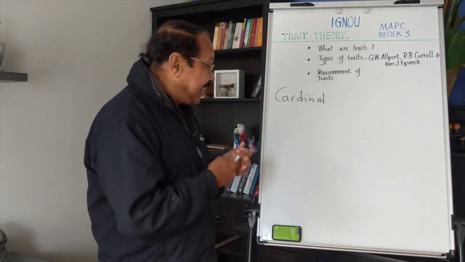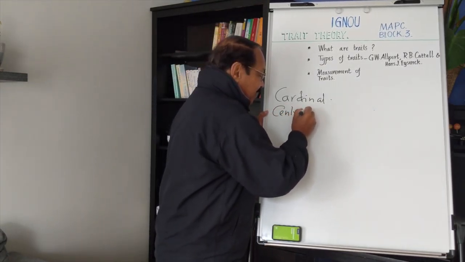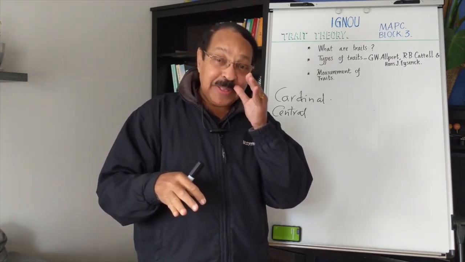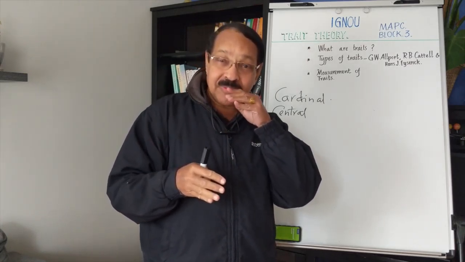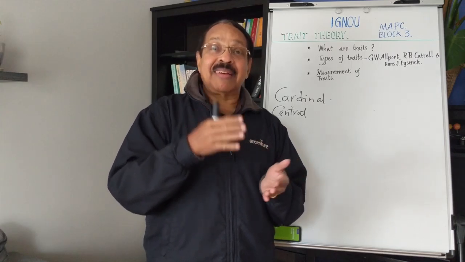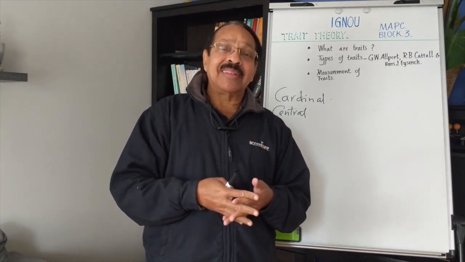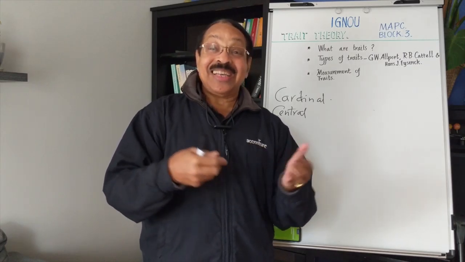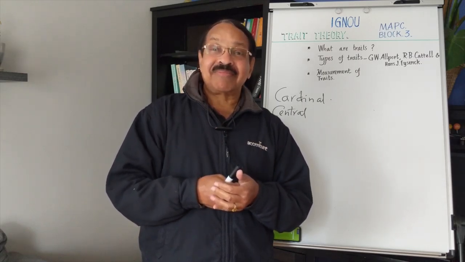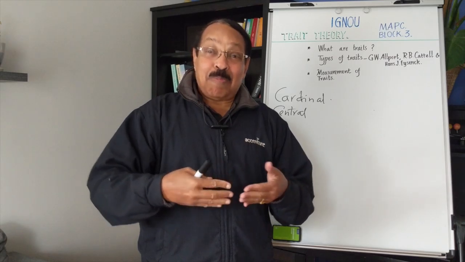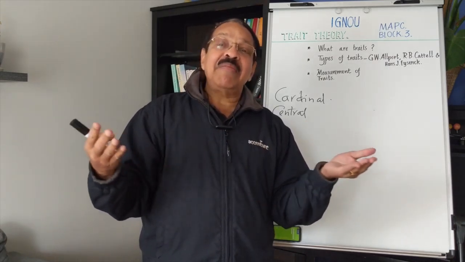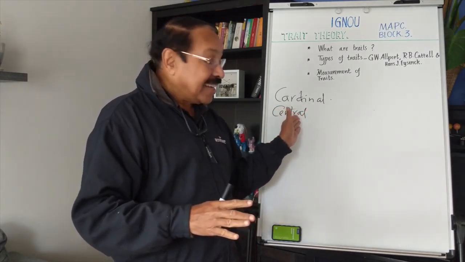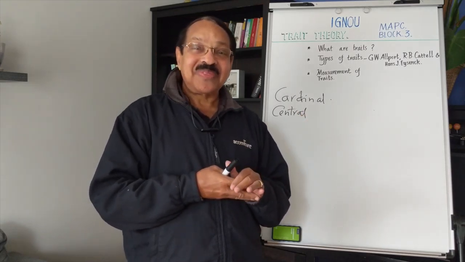I hope it's clear. The second one is central traits. Every person has, more or less, these in varying degrees. As I told you earlier, ascendancy, submission. In varying degree, every person will have this kind of humility, honesty, anxiousness, introversion, openness, conscientiousness, very many characteristics are there. These characteristics shared by every individual are regarded as central traits, right?